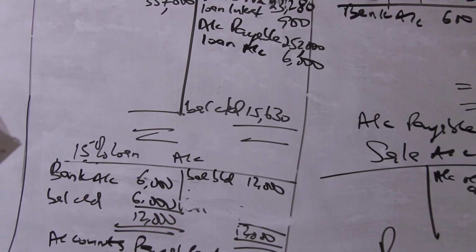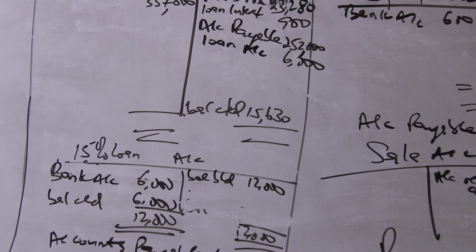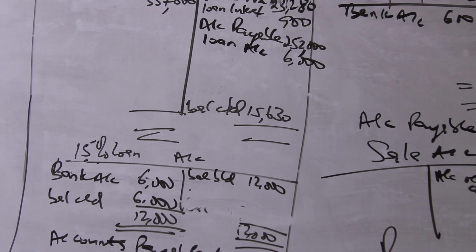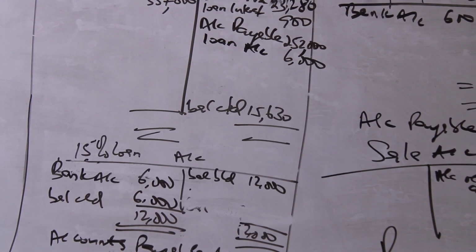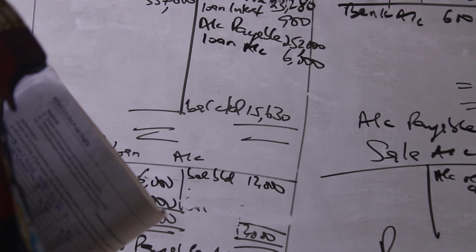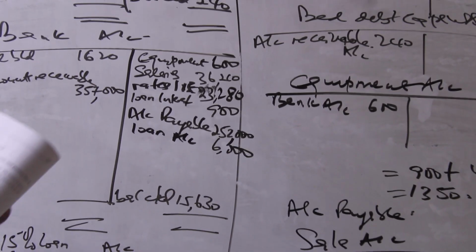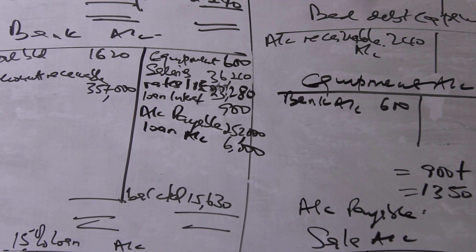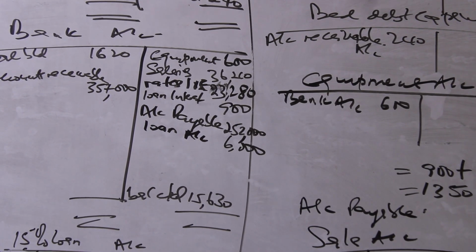Let me see what we get when we add up the 6,000 payment, 6,123 plus salaries. That is 6,210.